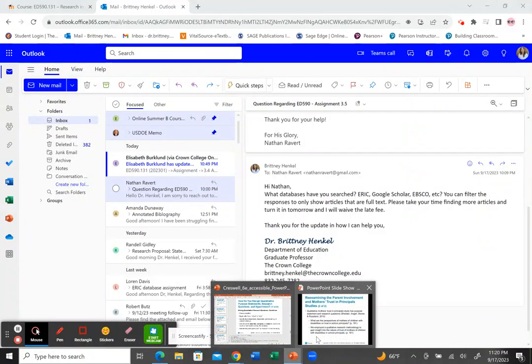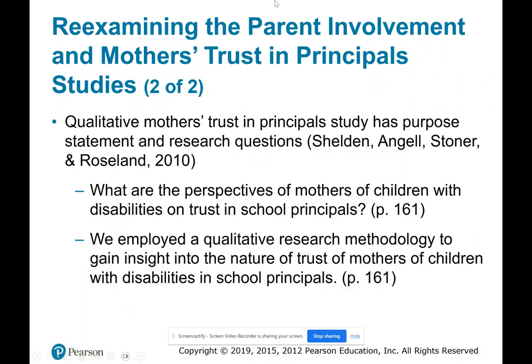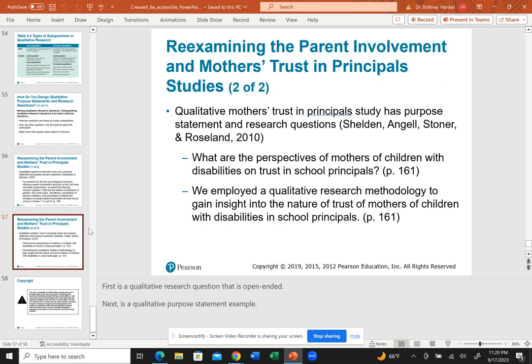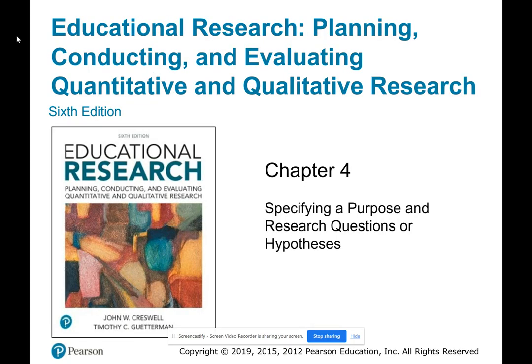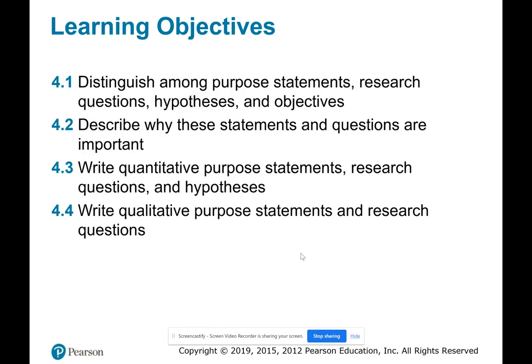Okay, so now we're going to go ahead and go over our PowerPoint presentation over chapter 4 from Creswell. I'm going to not show my video on this because it blocks out the words on the slide, so just know that that's why. So chapter 4, specifying a purpose and research questions or hypothesis.